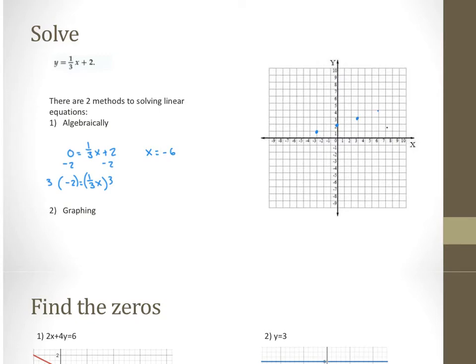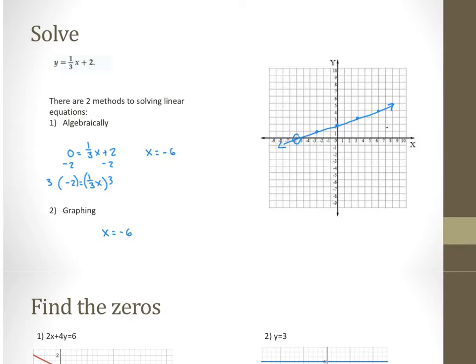6, 4 is my next point. There we go. There's my line. And we can see that the graph crosses the x-axis at -6. So our x-intercept is equal to -6 as well.